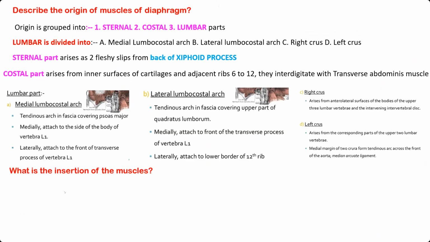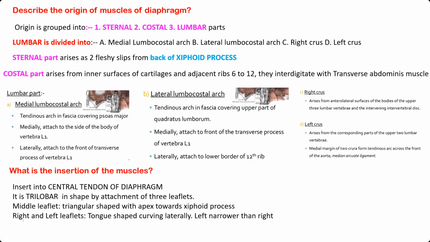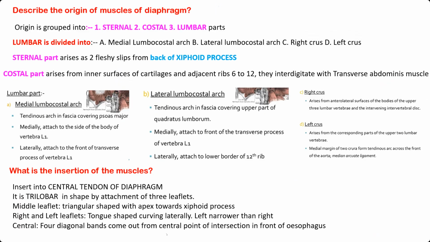And the insertion is into the central tendon. And it is a trilobar shape, attached with 3 leaflets. And it has a middle leaflet which is triangular, apex towards the xiphoid process. Then there are right and left leaflets. So all the 3 leaflets are attached to the central tendon, which is the tongue-shaped one. And 4 diagonal fibers come out from the central point of insertion to in front of the esophagus.